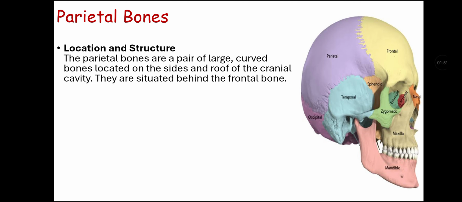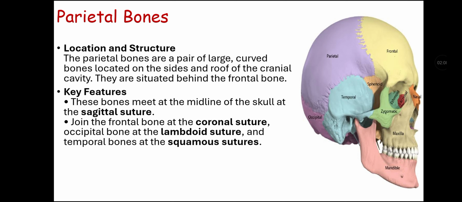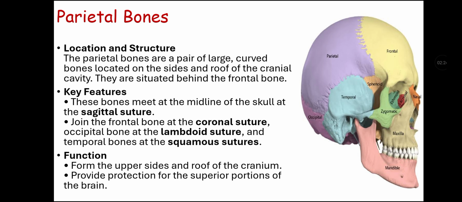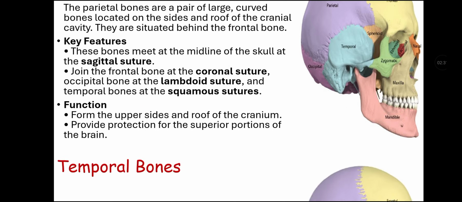Location and structure of parietal bone. Parietal bones are a pair of large curved bones located on the sides and roof of cranial cavity. They are situated behind the frontal bone. Key features of parietal bone. These bones meet at the midline of skull at the sagittal suture. They join the frontal bone at the coronal suture, occipital bone at the lambdoid suture, and temporal bone at the squamous suture. Functions of parietal bone. First, they form the upper sides and roof of cranium. Second, they provide protection for superior portions of the brain.